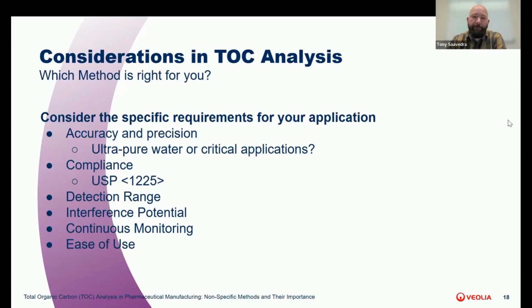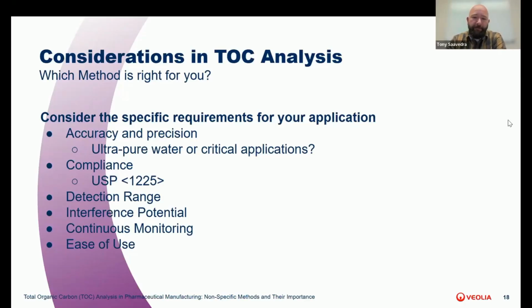Now, what if you need continuous monitoring? All three methods can do this, but direct conductometric is often chosen for its simplicity and lower cost in its application. Lastly, think about ease of use. Direct conductometric is usually the simplest to operate. NDIR and membrane conductometric might need more specialized knowledge, but they give you more analytical power.